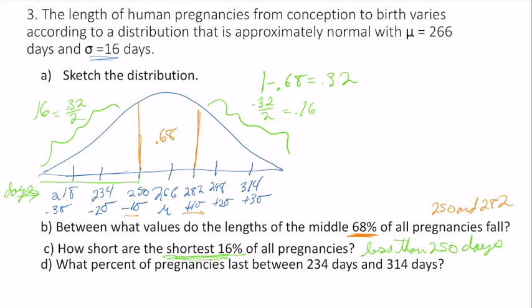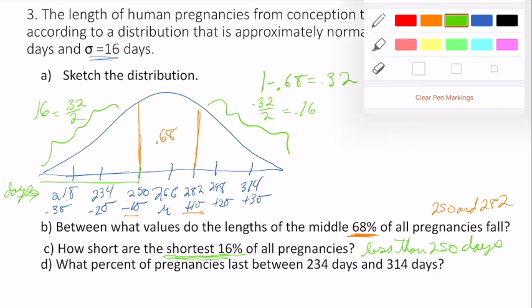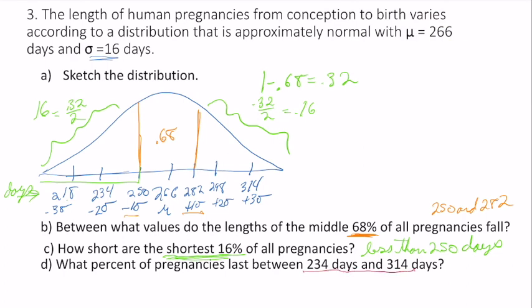Now I want to know what percent of pregnancies last between 234 days and 314 days. So 234 days marks our second standard deviation, right? This has 0.95 of the data, but I want to know the area that includes this over here. I need to know what the area over here is. Well, our third standard deviation marks 0.997 of data. So that's for 3 standard deviations. This one's for 2.